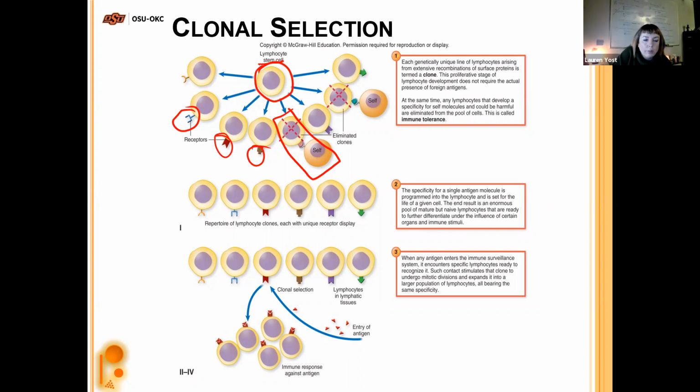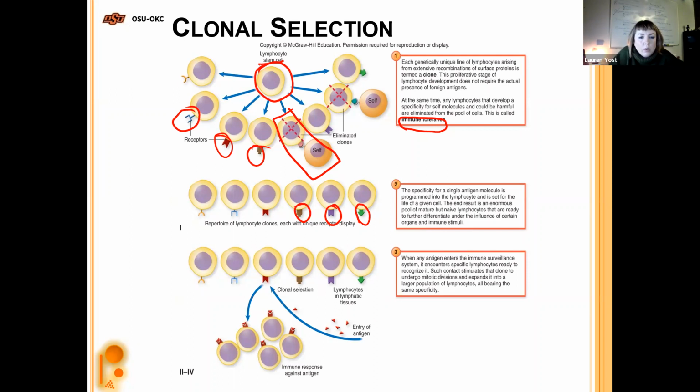Right, so we'll eliminate those so we don't have any anti-self action going on. That's what they're calling here immune tolerance, so that you're not attacking yourself. That's the idea. Okay, next, what we have are these specificities for these single antigens. This binds with one thing, the green associated thing, the purple associated thing, the brown, and whatever. They each bind with one specific thing.